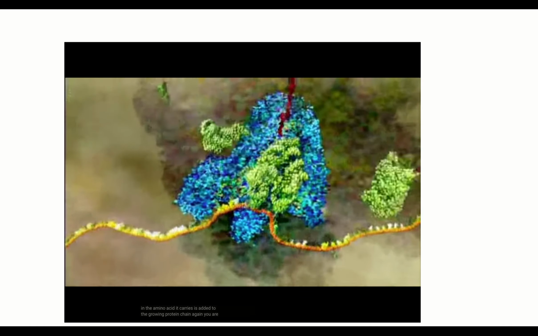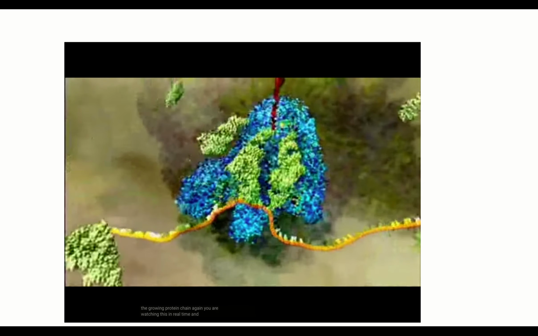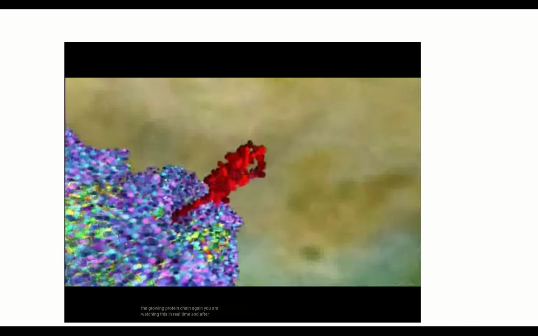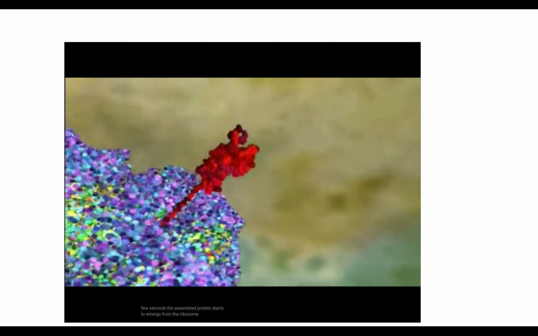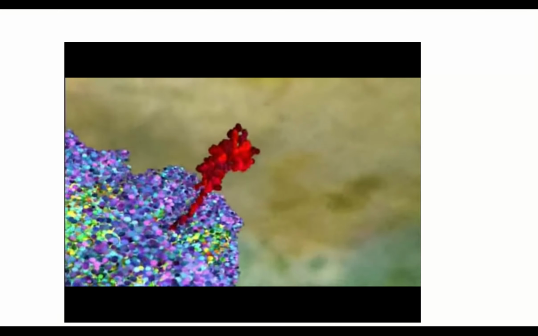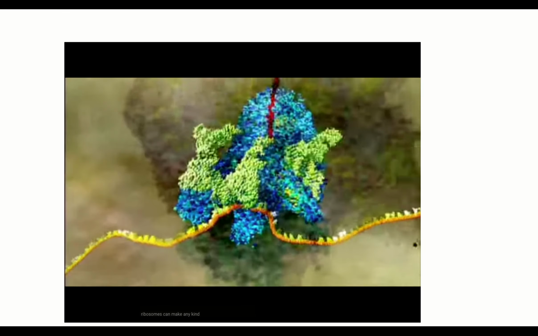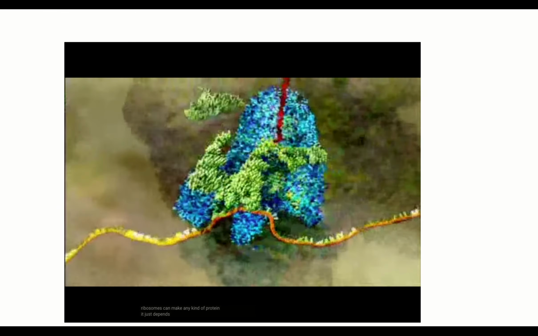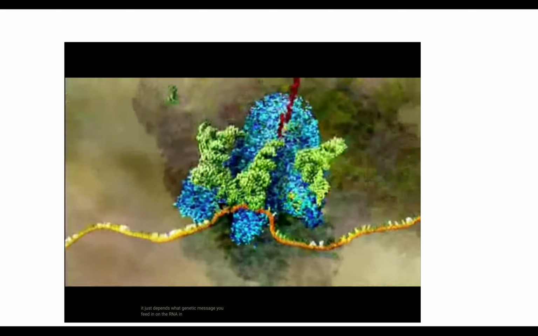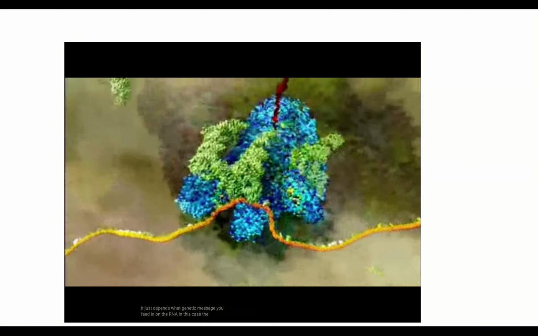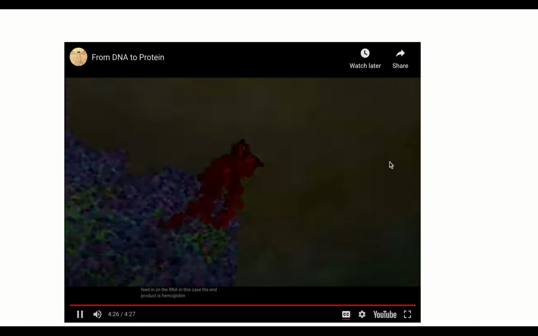Again, you are watching this in real time. And after a few seconds, the assembled protein starts to emerge from the ribosome. Ribosomes can make any kind of protein. It just depends what genetic message you feed in on the RNA. In this case, the end product is hemoglobin.